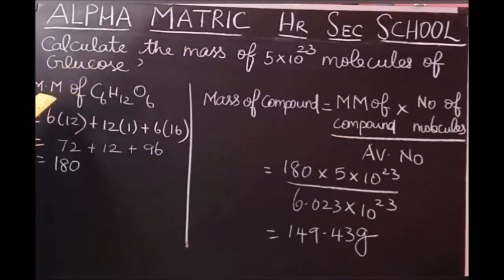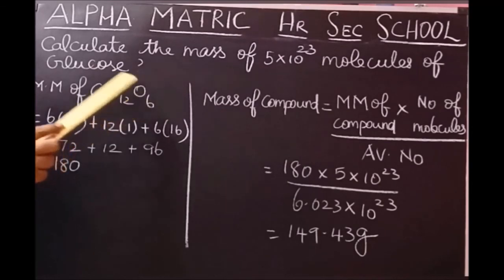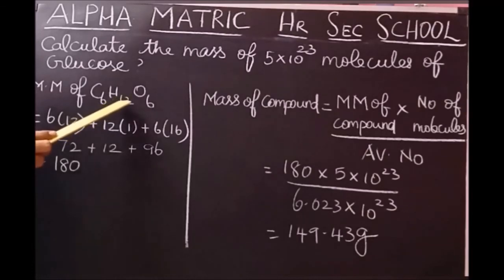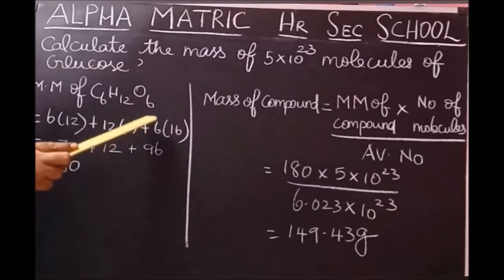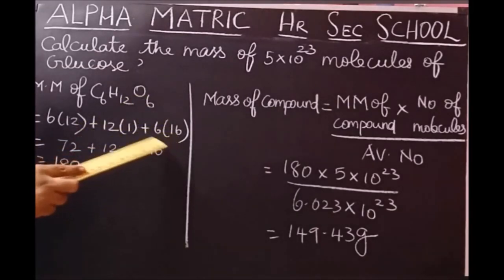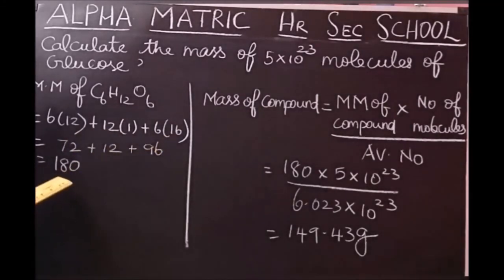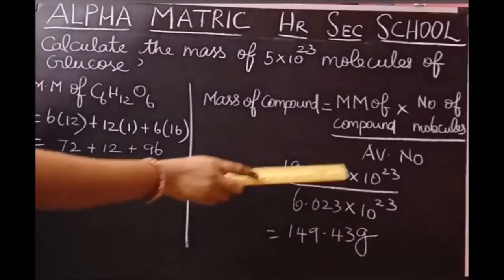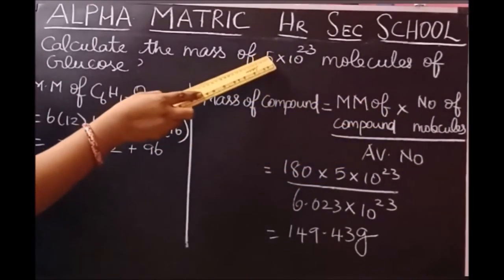Glucose is given. The molecular formula for glucose is C6H12O6. Here 6 carbon, 6 into atomic mass of carbon 12, plus 12 hydrogen, 12 into atomic mass of hydrogen 1, plus 6 oxygen, 6 into atomic mass of oxygen 16. If you calculate this, we get the answer 180. 180 is the molecular mass of glucose. 180 into number of molecules given in the question.